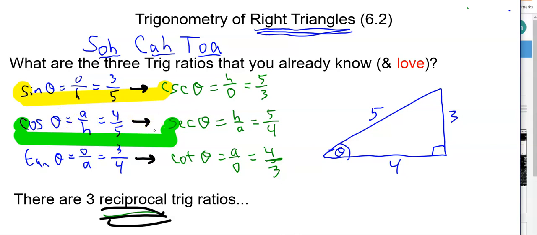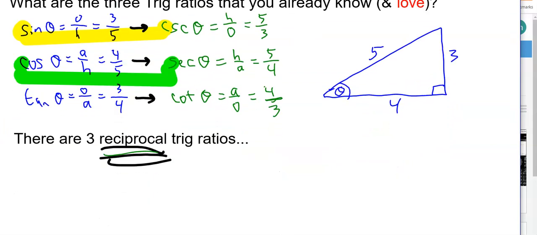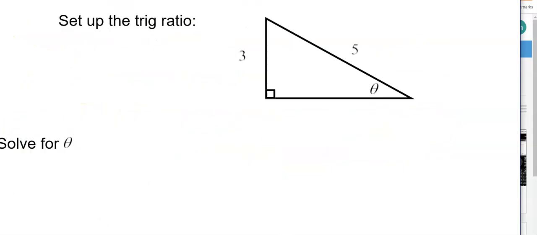Again, they're just reciprocals. This is different than the inverse functions. We'll talk about inverse functions in a minute. We're not there yet. We will actually talk about how these are used as well. Let's look at an example.